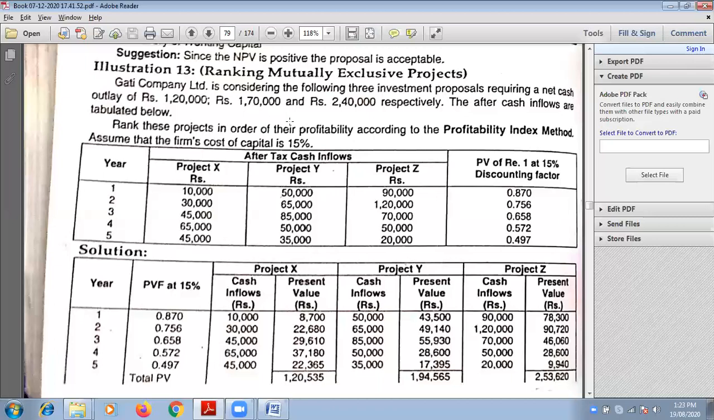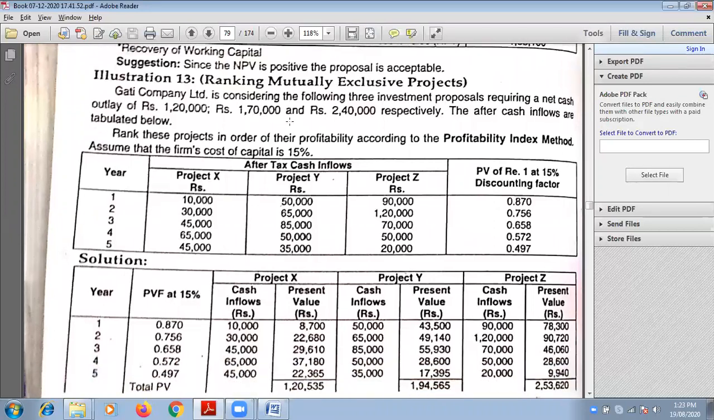Okay. Here the cost of capital is 15%. That means R, required rate of returns. Okay. Outlay, cash outlay, the first line. Gati company is considering the following three investment proposals requiring a net outlay. Outlay means cost. Cost of project X 1,20,000, Y 1,70,000, Z 2,40,000 respectively. 1,20,000, 1,70,000, 2,40,000 is the cost of the projects X, Y, Z respectively.